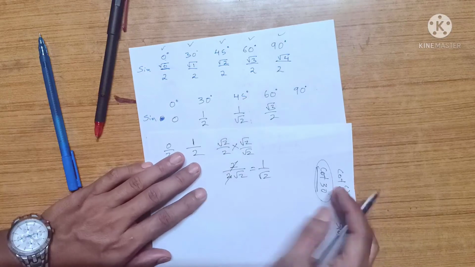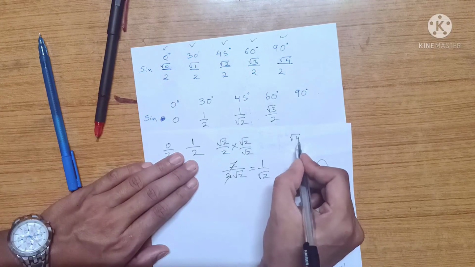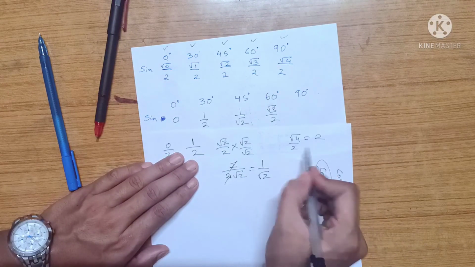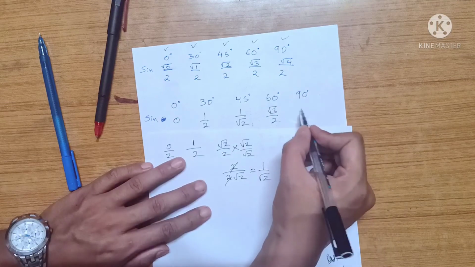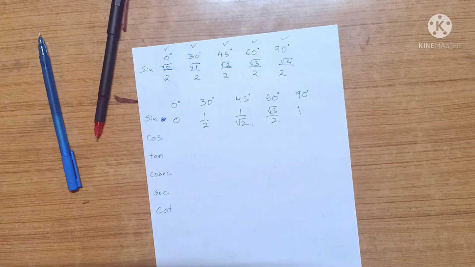And then sine 90 degree, root 4 is what? Root 4 is 2, right? 2 by 2 is 1. So this is 1. That's one way to memorize the values of sine 0, 30, 45, 60, 90.